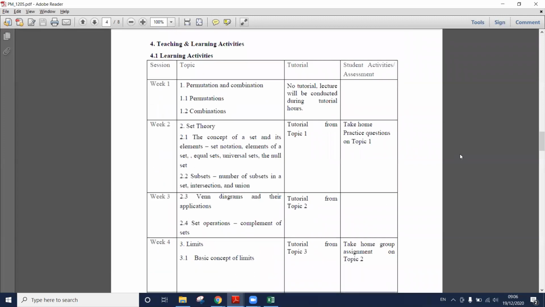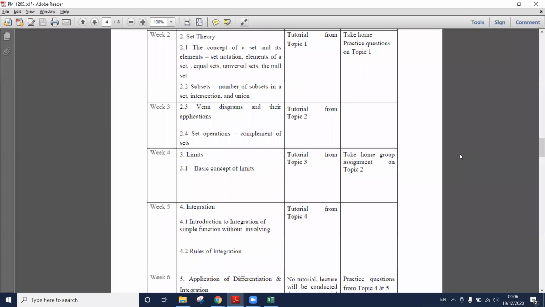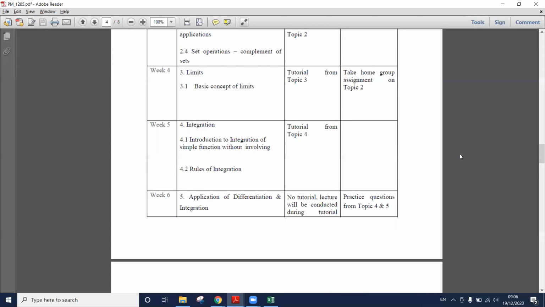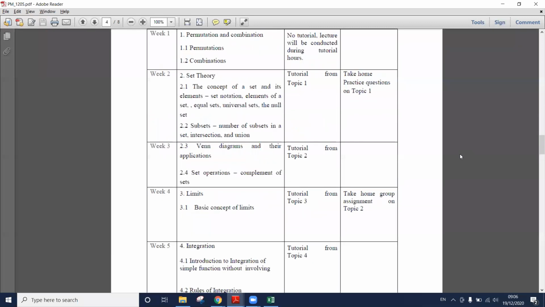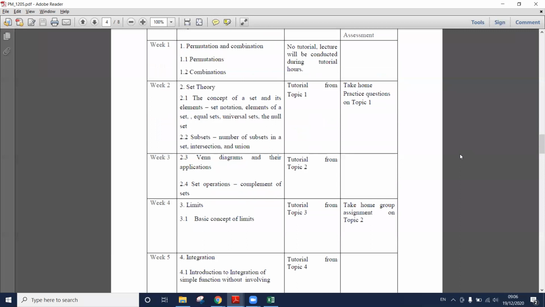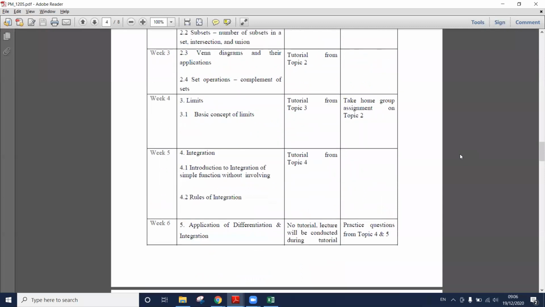We have discussed these areas: permutations and combinations, set theory, Venn diagrams, limits, integration, differentiation, and the application side of differentiation and integration under the maths part. Your syllabus contains 50% from maths and 50% from statistics. So the maths part contains permutation and combination, set theory, Venn diagrams, limits, differentiation and integration, right?